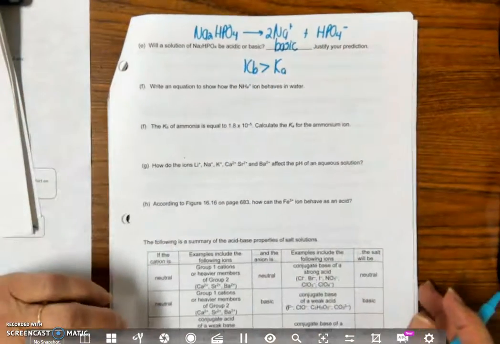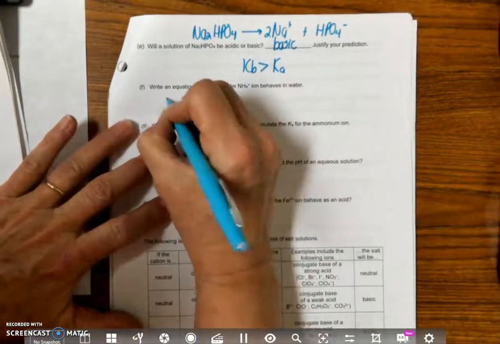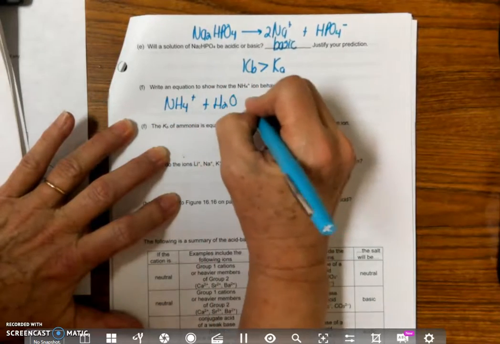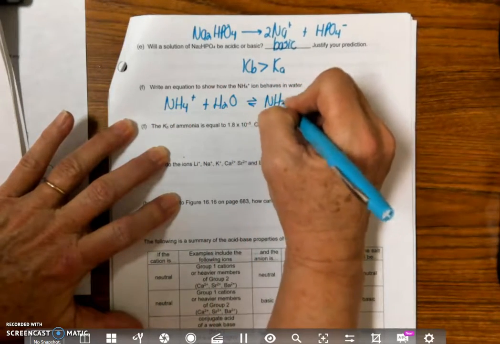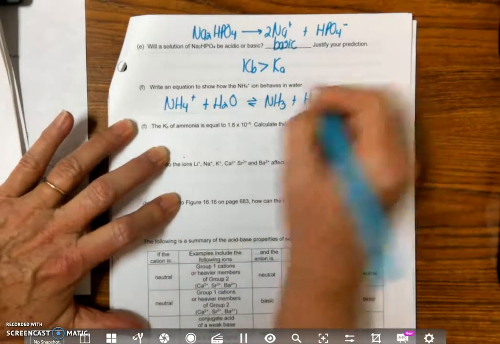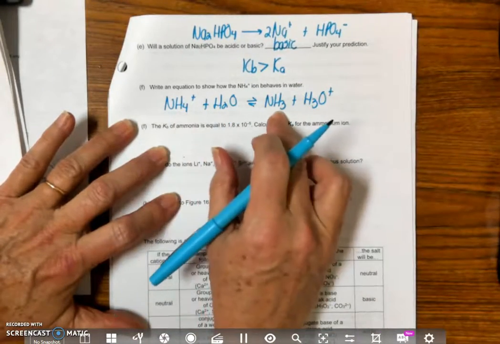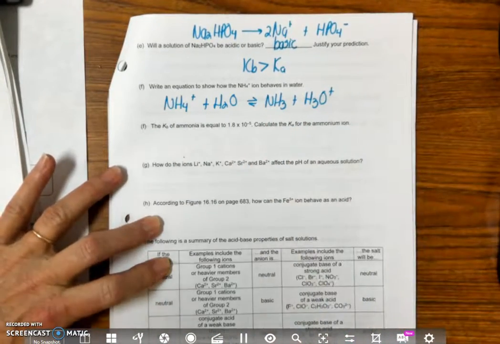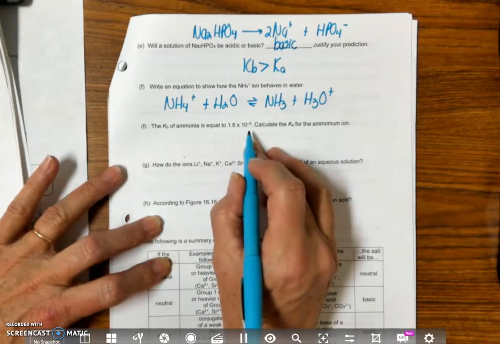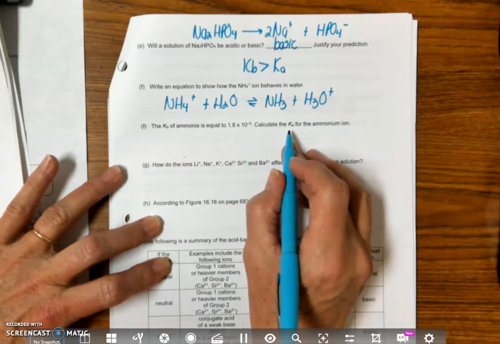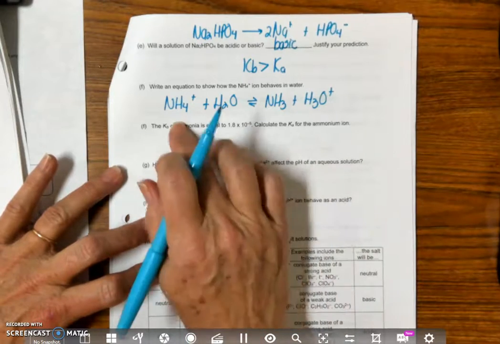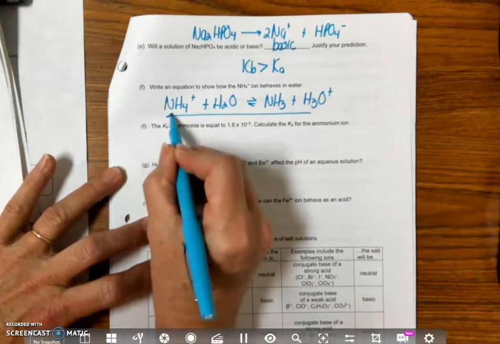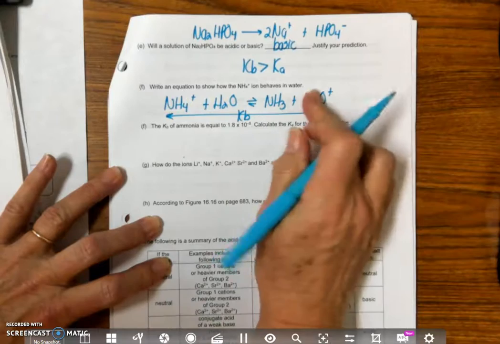That's another salt. Now, let's look at ammonium ion. Ammonium ion is going to act like an acid, and water is going to pick up a proton from it. We're going to get ammonia and hydronium ion. It says the Kb of ammonia is equal to 1.8 times 10 to the minus 5. What is the Ka? So let's do that, because this Kb is going in this direction, and we're going in that direction.